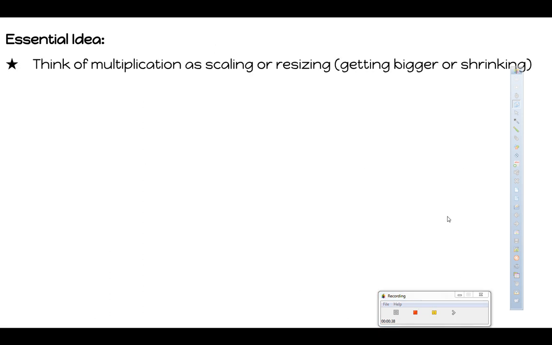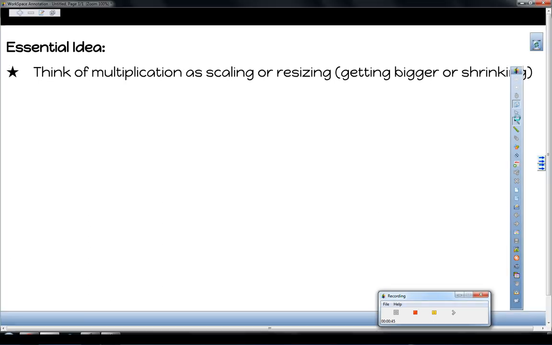So first and foremost, think of multiplication as scaling or resizing. If you want to highlight these things in different colors, I would make scaling and getting bigger one color, and resizing and shrinking a second color. That's sort of how I think. Your scaling gets bigger, resizing gets smaller.